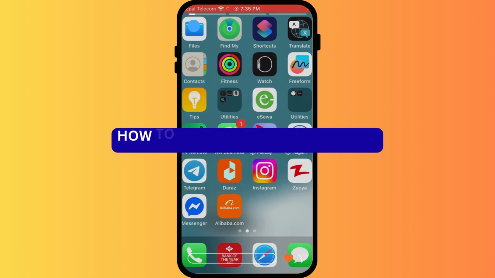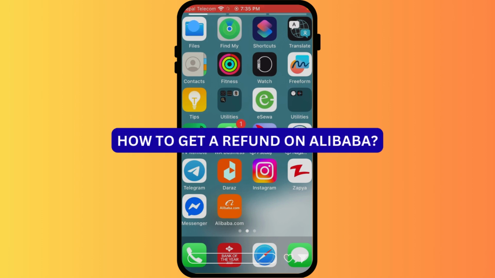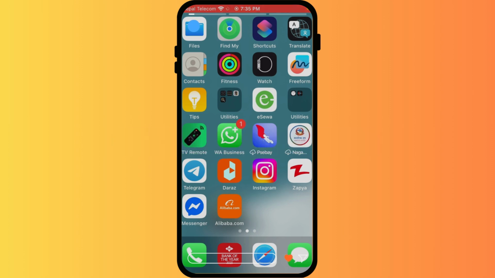How to get a refund on Alibaba. If you have a problem with your order, you can get a refund on Alibaba. This guide shows you how to open a dispute and get your money back with the help of trade assurance.